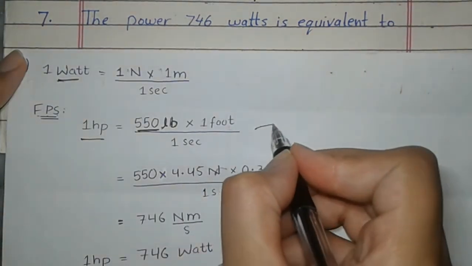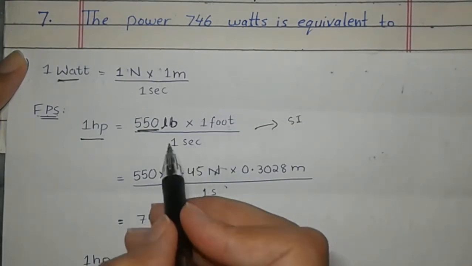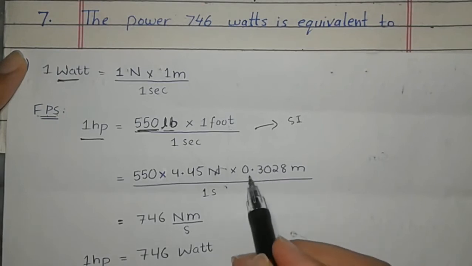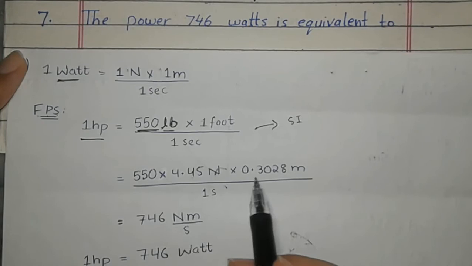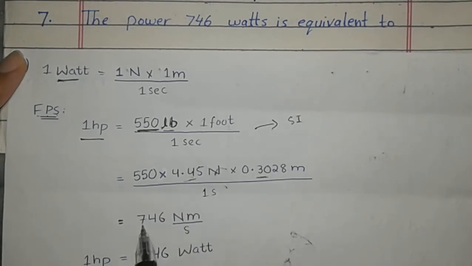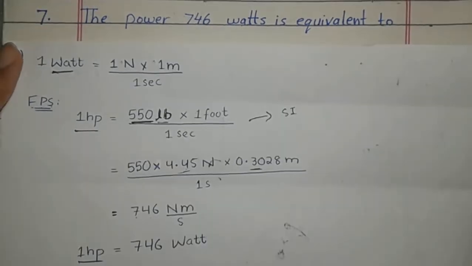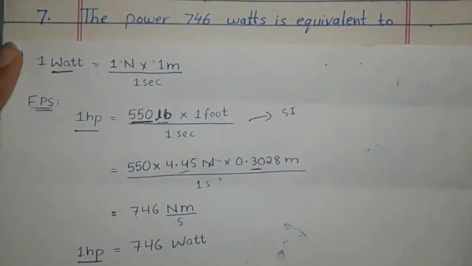So let's convert this horsepower into the SI unit, watt. Now we know that 1 pound is equal to 4.45 Newton and 1 foot is equal to 0.3028 meter. So multiply all these numbers, and we will get 746 Newton meter per second, and we know that Newton meter per second is equal to watt. So that's how 1 horsepower is equal to 746 watt. So the MCQ answer is: power 746 watt is equivalent to 1 horsepower.